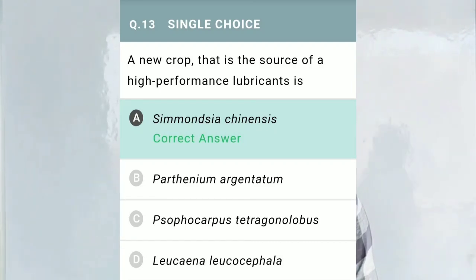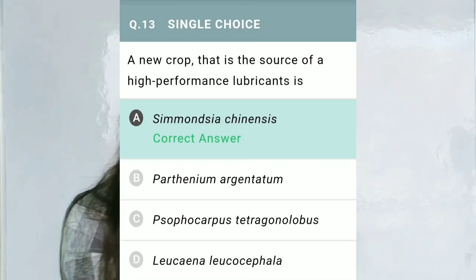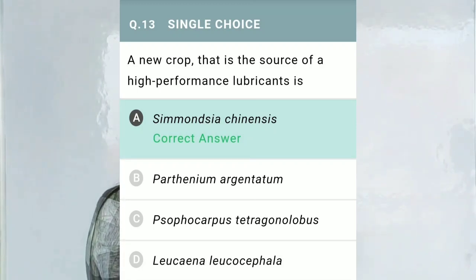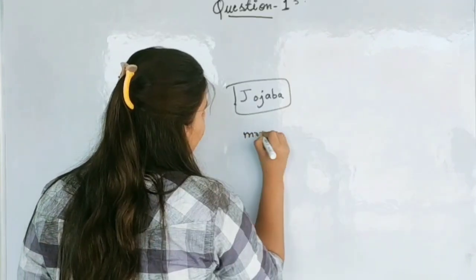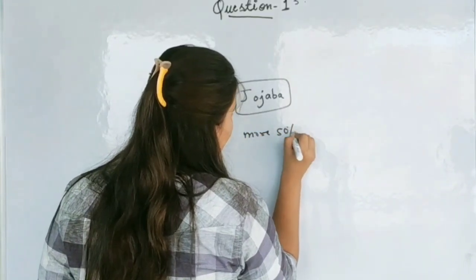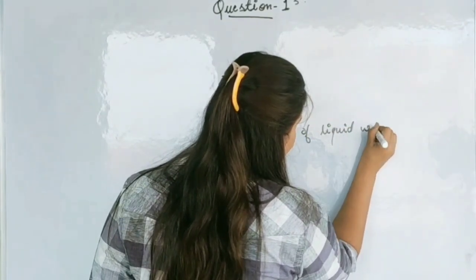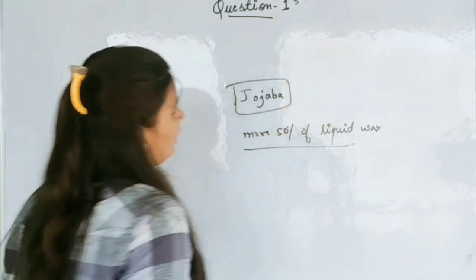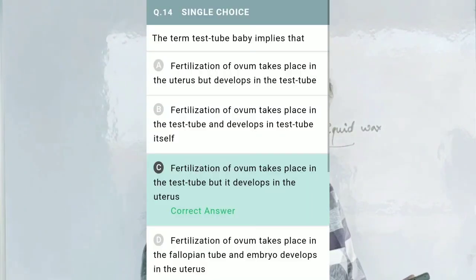A new crop that is the source of high performance lubricant is, the correct option is A, Simmondsia chinensis. The other name of Simmondsia chinensis is jojoba, and this jojoba contains more than 50% of liquid wax, which is going to help in increasing performance in lubrication. Now move to question number 14.